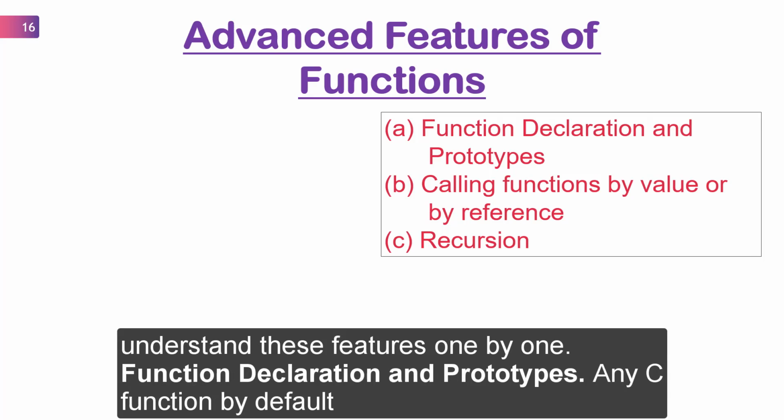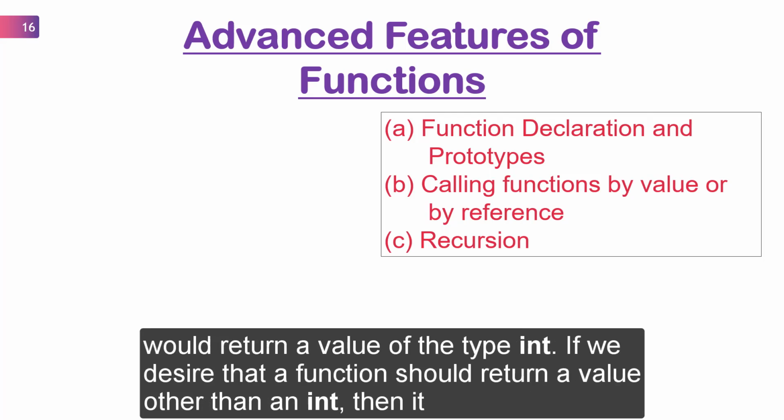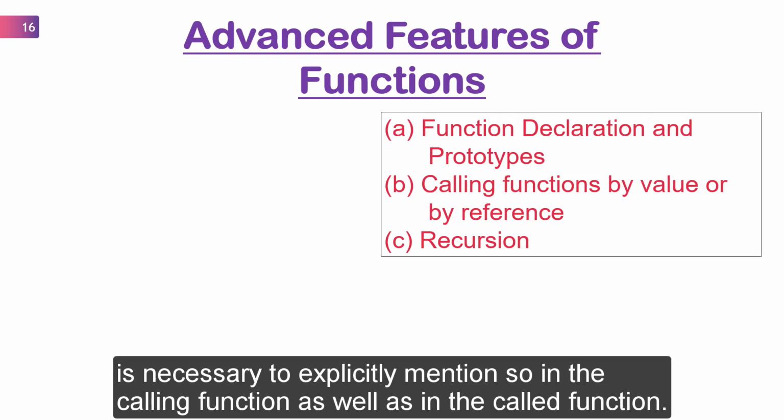Function declaration and prototypes. Any C function by default returns an int value. More specifically, whenever a call is made to a function, the compiler assumes that this function would return a value of the type int. If we desire that a function should return a value other than an int, then it is necessary to explicitly mention so in the calling function as well as in the called function.